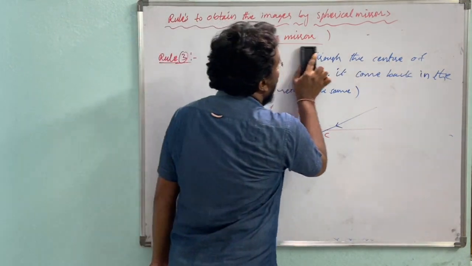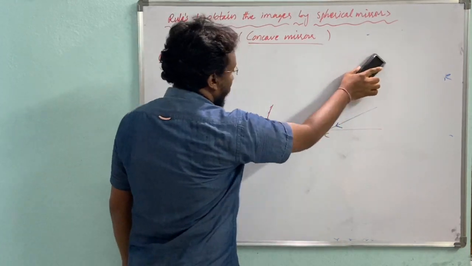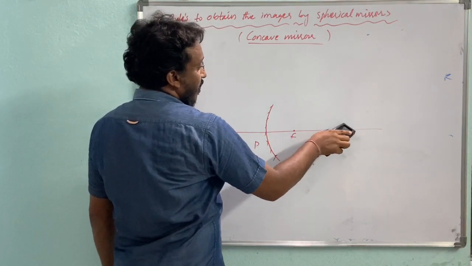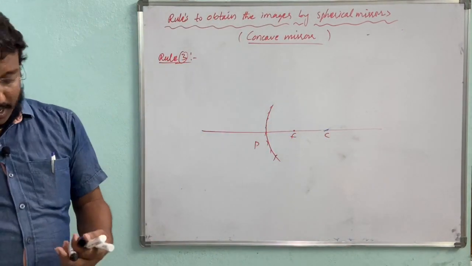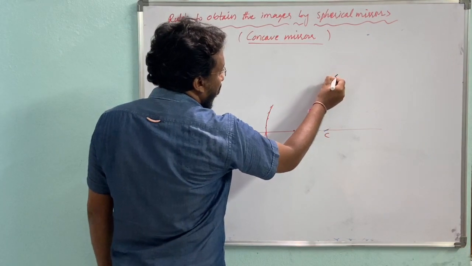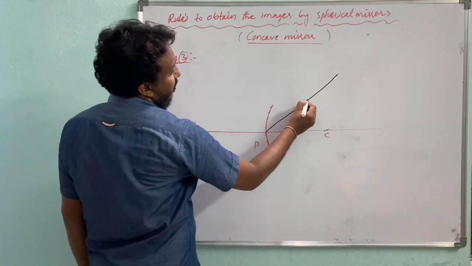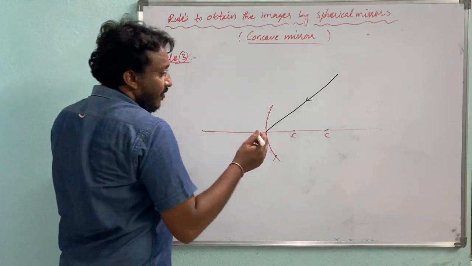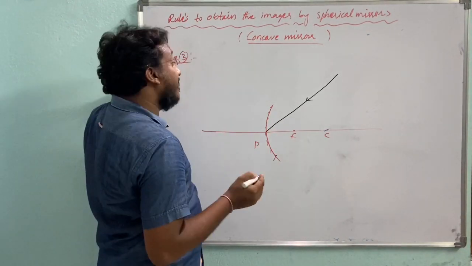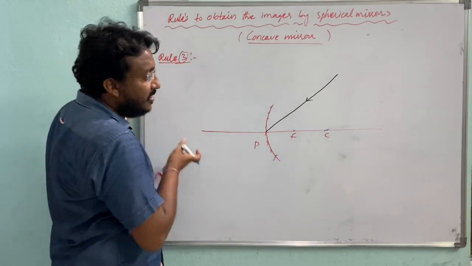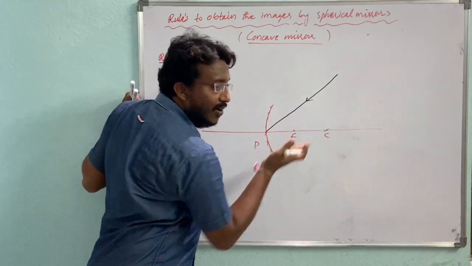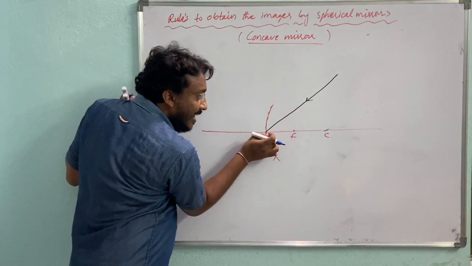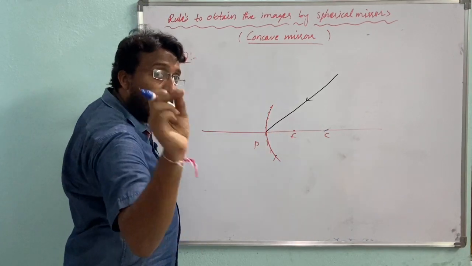Now we are going to discuss rule number 4. Rule number 4 is, if incident ray falls on the pole, right? If incident ray falls on the pole, after the reflection it follows the laws of reflection. Sir, you said just before, laws of reflection means again at the point of incidence we have to draw the normal. No, here no need to draw the normal again. Why? Because the incident ray falls at the pole. Then the pole acts as a point of incidence.